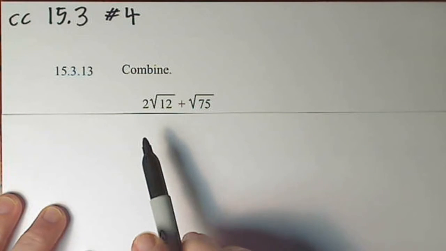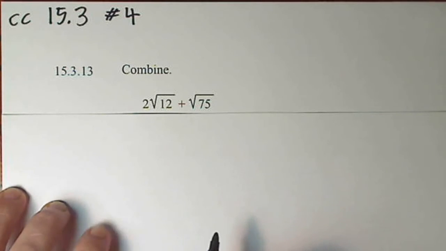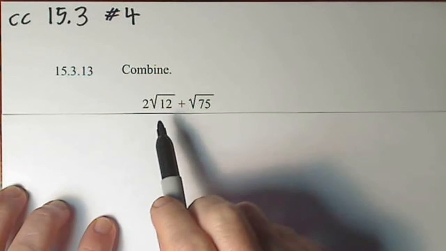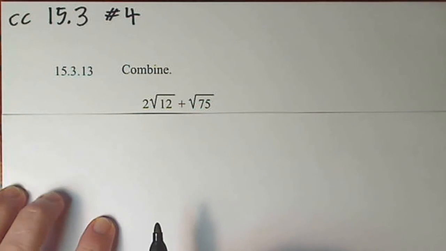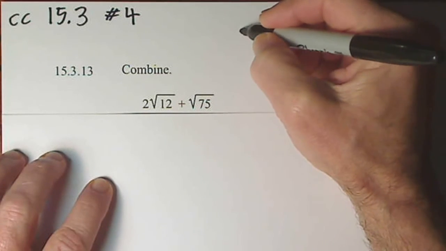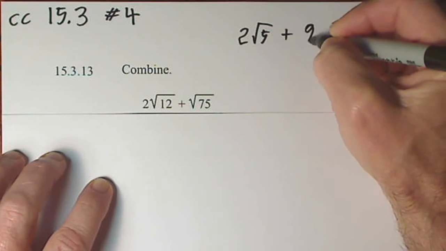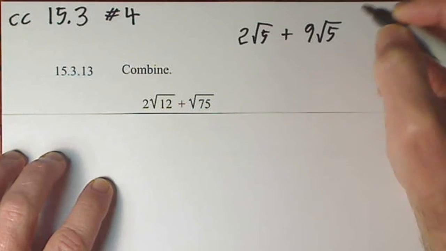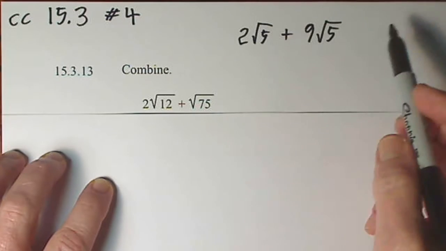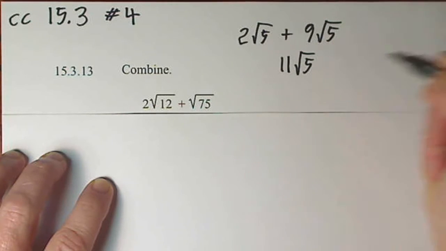We are asked to combine these two radical terms. You cannot add or subtract the radicals unless they're identical. So, for instance, if we had, let's say, 2 radical 5 plus 9 radical 5, you have like radical terms. You can add those, and that would give you 11 radical 5.